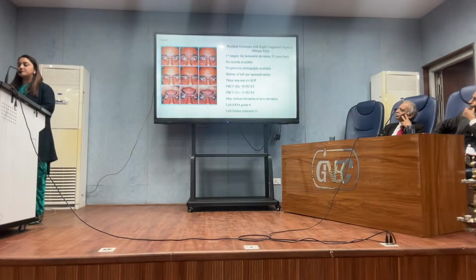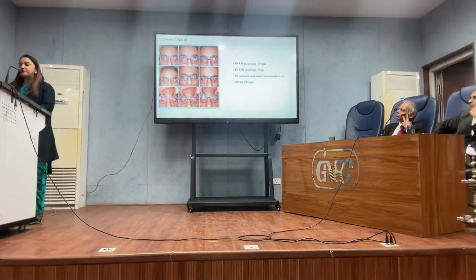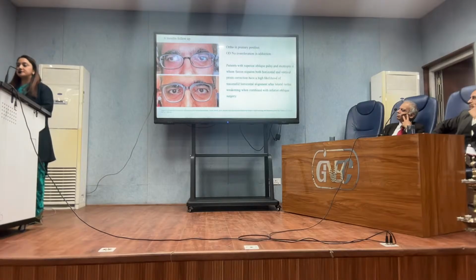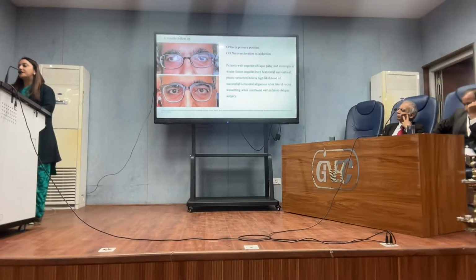The first surgery for this patient was done for horizontal deviation 35 years back. No previous records available, no photos available. Only one eye was operated. So vertical deviation was 15 PD XT, maximum in levoversion, left eye overaction grade 4, and significant fundus extortion. Was managed by right eye anterior nasal transposition of IO along with horizontal muscle surgery. So at 6 months follow-up, the over elevation and adduction has resolved.